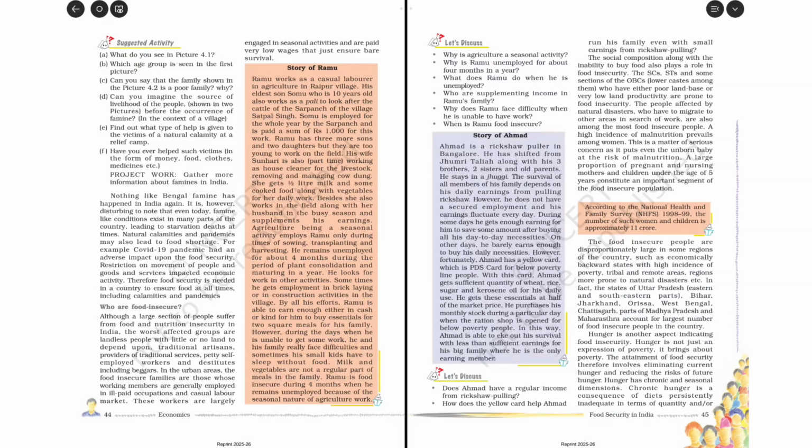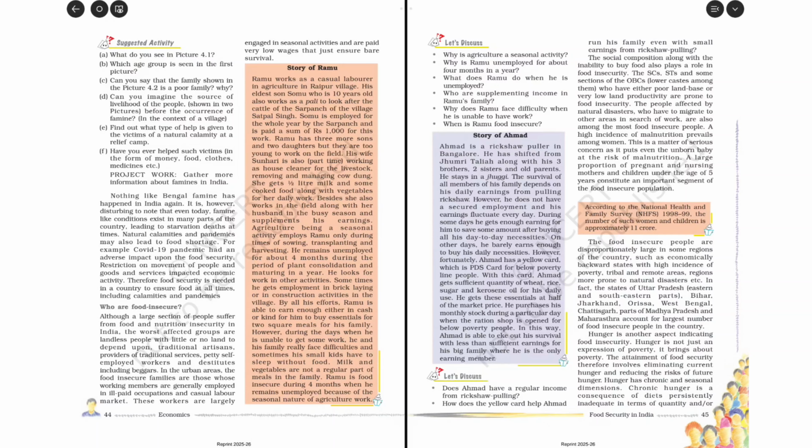Okay, so we've looked at the individual level. Now the text zooms out to map this across society. Let's read this section on social composition. Quote, the social composition, along with the inability to buy food, also plays a role in food insecurity. The SCs, STs, and some sections of the OBCs, lower castes among them, who have either poor land base or very low land productivity, are prone to food insecurity.